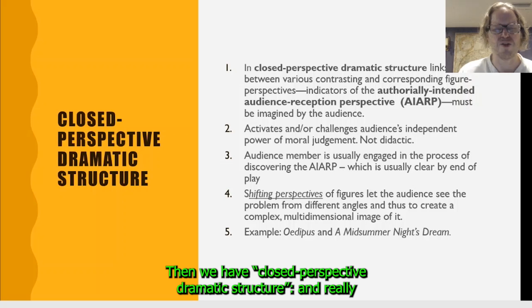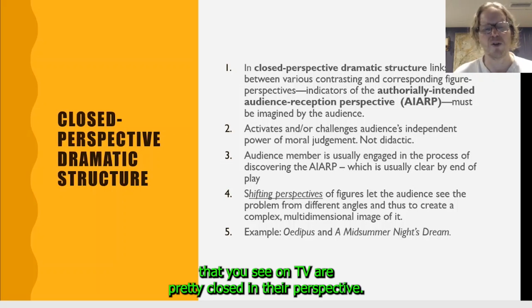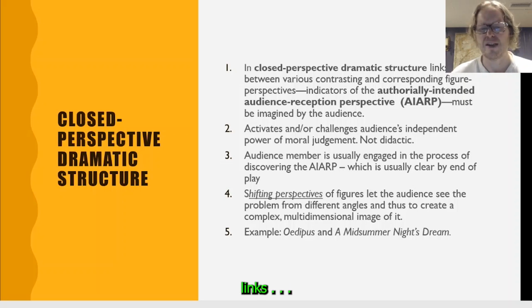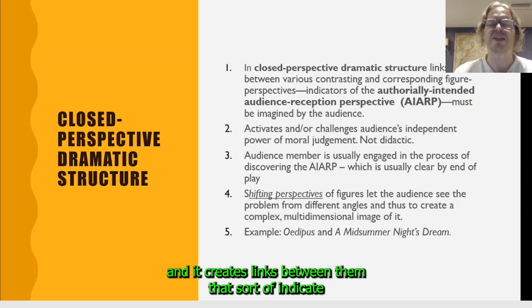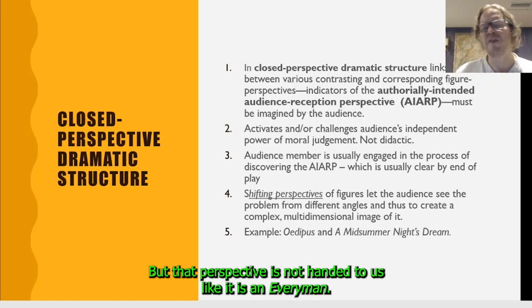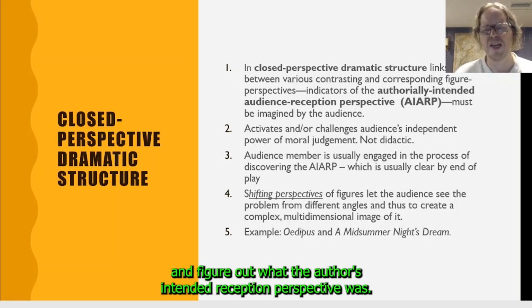Then we have closed perspective dramatic structure. Really, most of the theater that you see and most of the films and TV you see are pretty closed in their perspective. In closed perspective dramatic structure, there are various contrasting and corresponding figure perspectives, and it creates links between them that indicate the authorially intended audience reception perspective. But that perspective is not handed to us like it is in Everyman. Rather, we have to look at all the different perspectives in it and figure out what the author's intended reception perspective was.